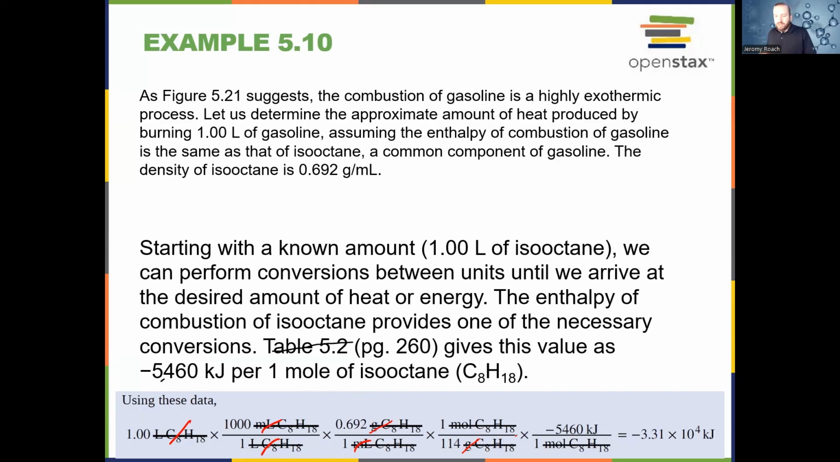And then finally, we want to change this to kilojoules. And we know that this is negative 5,460 kilojoules per mole. And so we can cross out moles and moles for our last section of this unit conversion. We multiply everything on the top, and the only term that's left on the bottom is 114, and we get a final answer of negative 3.31 times 10 to the 4th kilojoules.